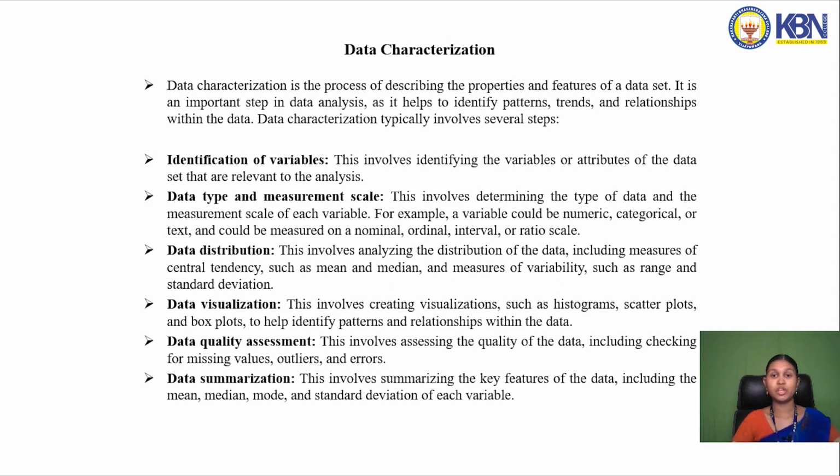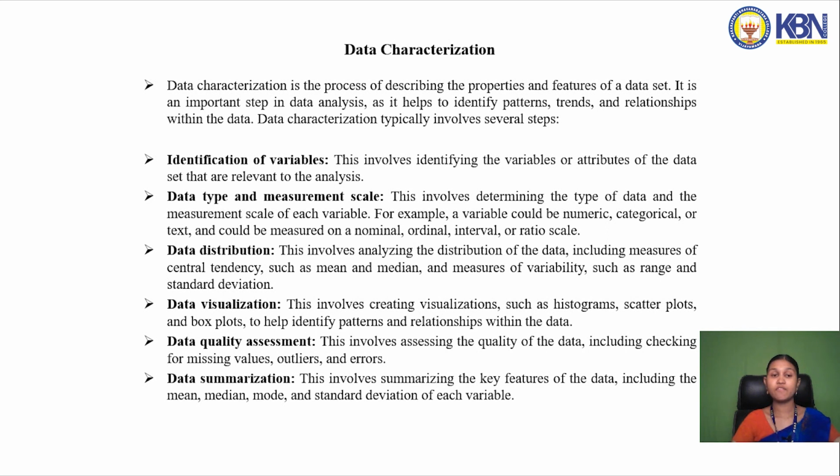Next one, what is the data type or measurement scale? A variable should be numeric, categorical or text, and could be measured on a nominal, ordinal, interval or ratio scale. Data distribution means you have to calculate the mean, median and measures of variability, and find out the range and standard deviation.